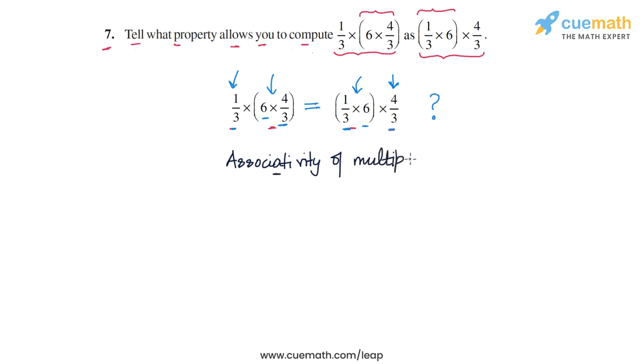This is called associativity of multiplication, and this property basically says that if you have to multiply three numbers A, B and C, you could first multiply B and C and then multiply the product with A, or you could first multiply A and B and then multiply the product with C, and in both cases you will get the same answer. So the product will be the same. So this is the associativity of multiplication, and this completes question number 7.